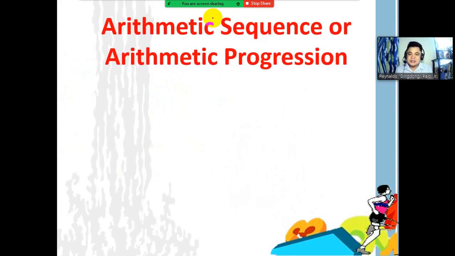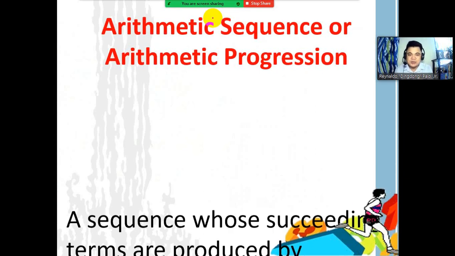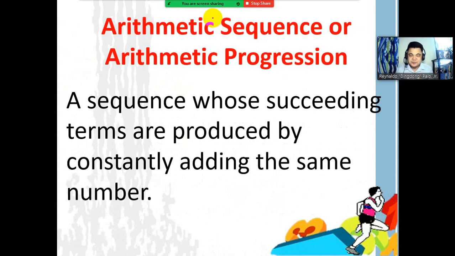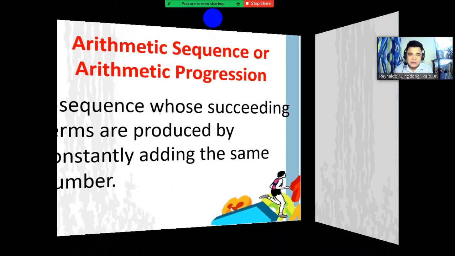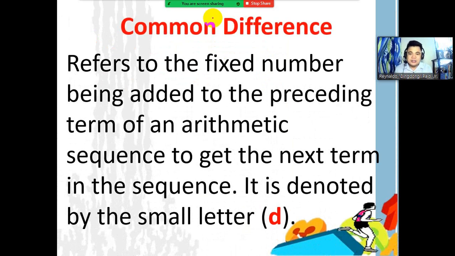First, let us define what an arithmetic sequence or arithmetic progression is. It is a sequence whose succeeding terms are produced by constantly adding the same number. It means that the operation involved here is addition. To get the next term of the sequence, you have to add a number. That number is what we call the common difference.